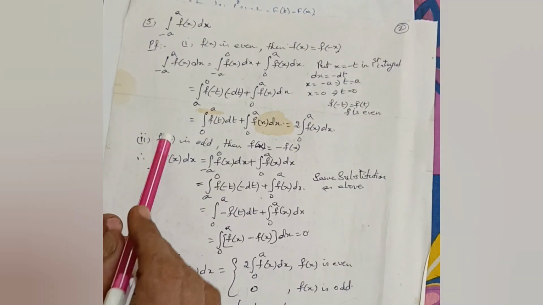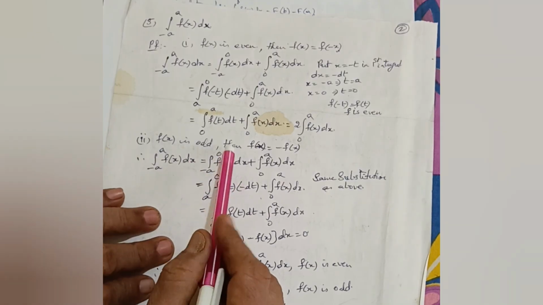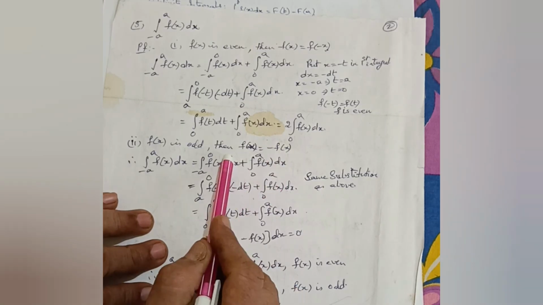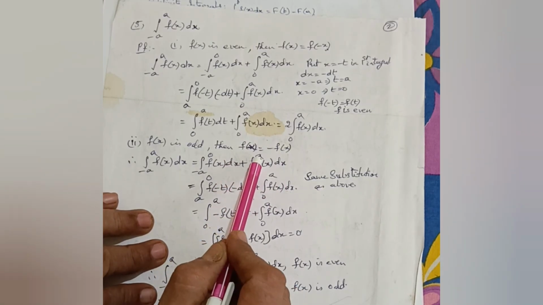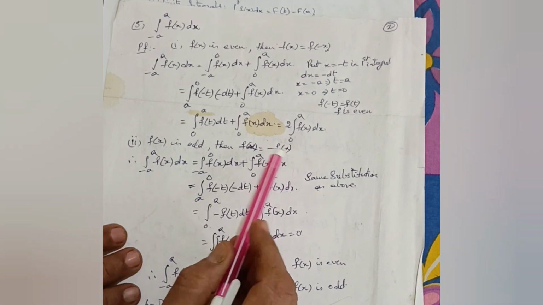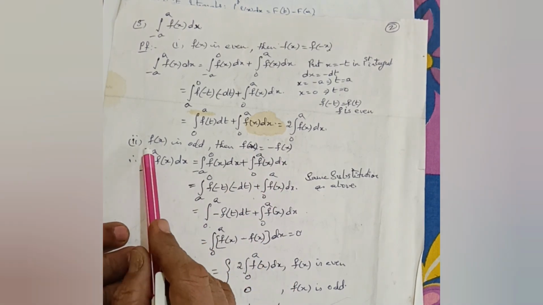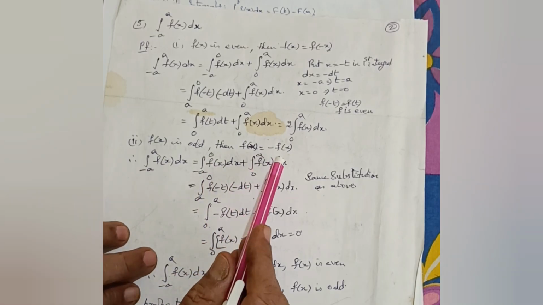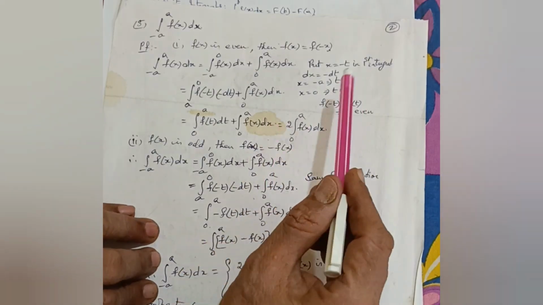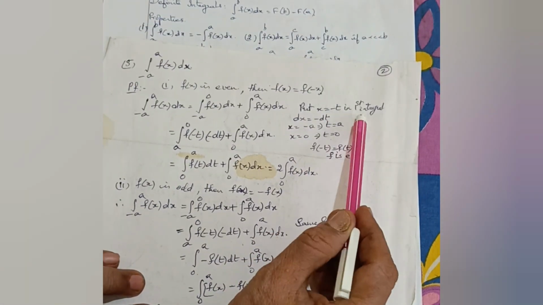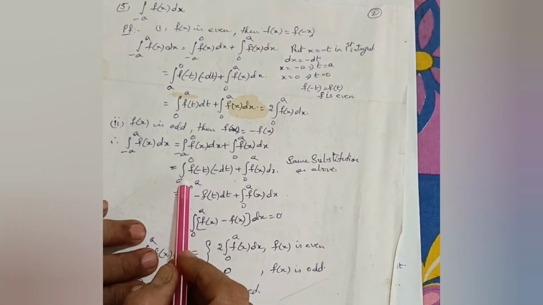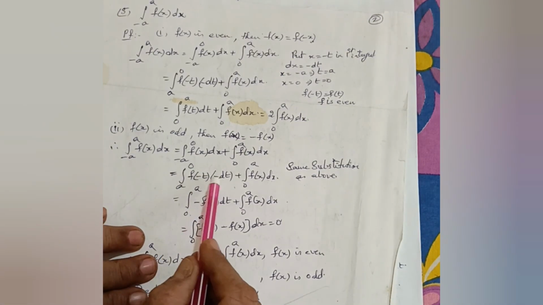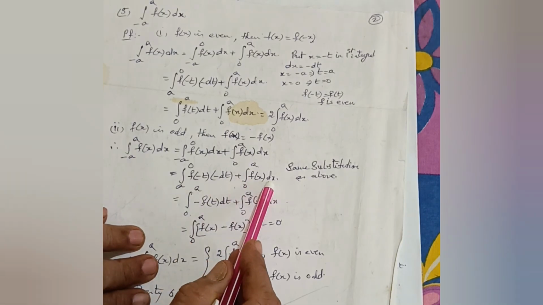Now you come to the second part, when f of x is an odd function. Then f of minus x is equal to minus f of x. Now again you split the integral minus a to a f of x dx as integral minus a to 0 f of x dx plus integral 0 to a f of x dx. Now use the same substitution as we used above, x is equal to minus t. Now when you change that, you get integral a to 0, limits will change from a to 0, and f of minus t minus dt plus integral 0 to a f of x dx.